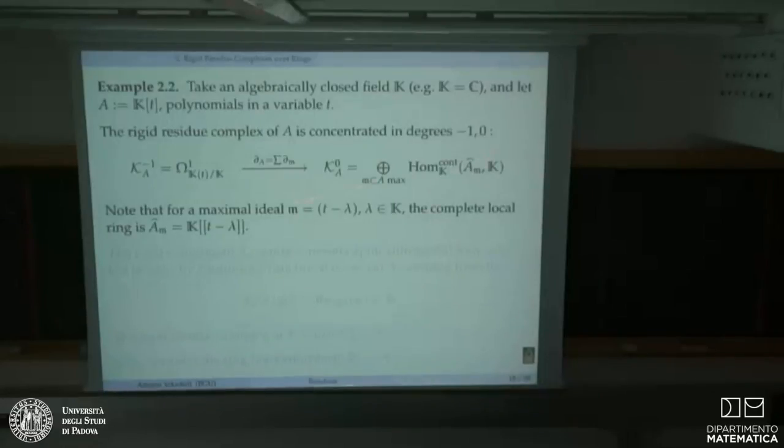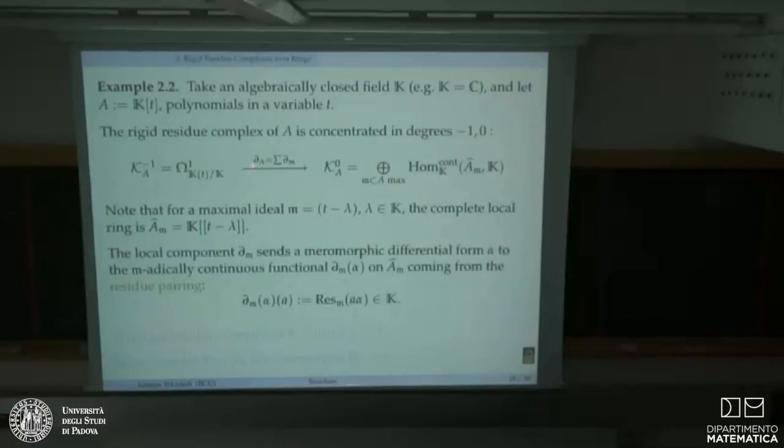Now notice the complete local rings have this very nice form, the power series ring. Of the what? Run space. What is that? This is why it's called the residue complex, as we will see.